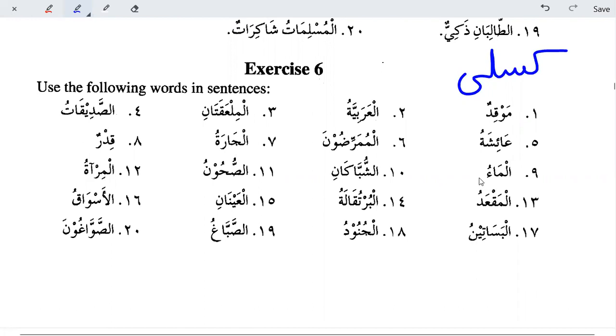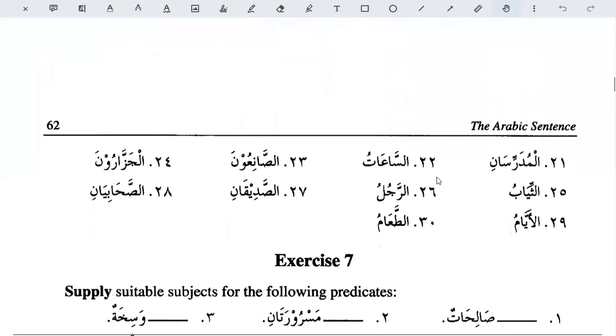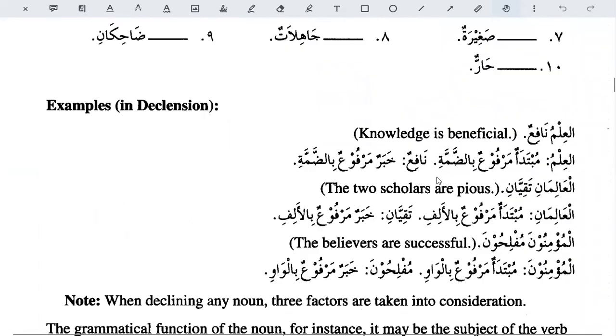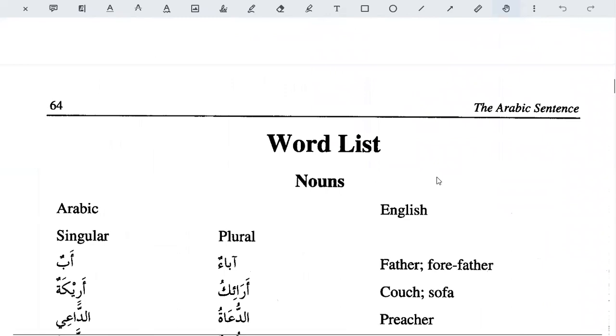Al-mau baridun. The water is cold. Ash-shubakan. The two windows. Ash-shubakani maftuhani. The word shubak is dual, so maftuhani. It is automatic. In this way you will do it.